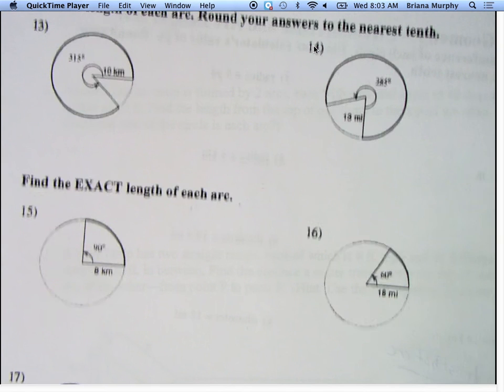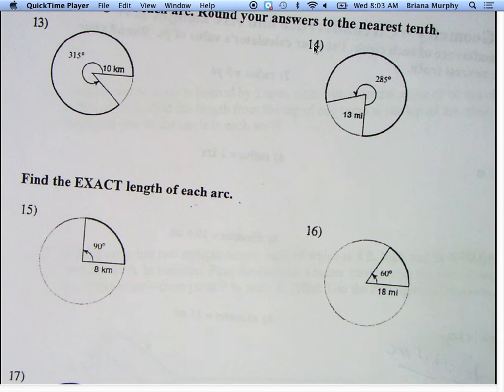How do you do pi? You push the pi button. Oh, I see it now.